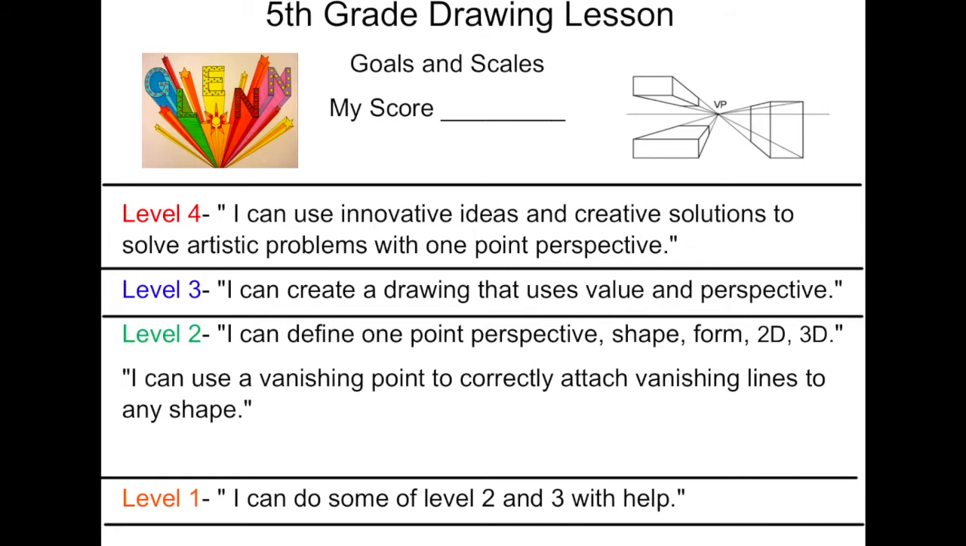Shapes and forms. The letters were shapes, we turn them into forms. Shapes are 2D and forms are 3D. Remember, 2D means two-dimensional, having length and width. 3D means three-dimensional, having length, width, and depth. And you can use a vanishing point to correctly attach vanishing lines to any shape. We practiced this in the beginning, and then we did it with our letters. Come back next week and we will continue on coloring our picture using value.